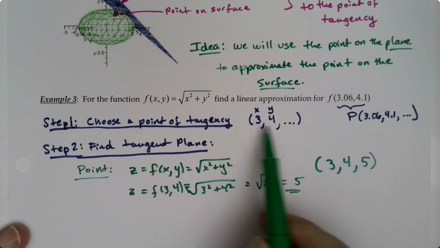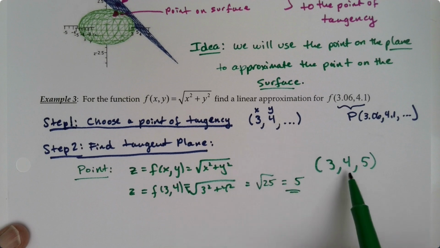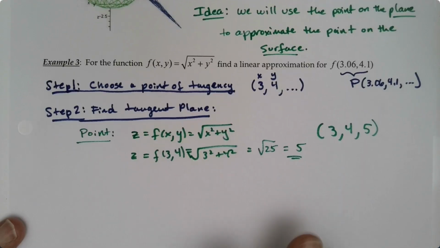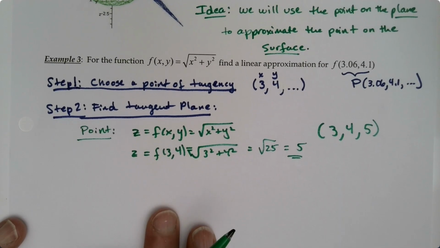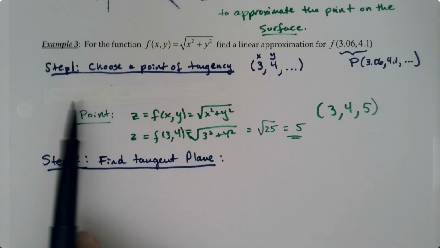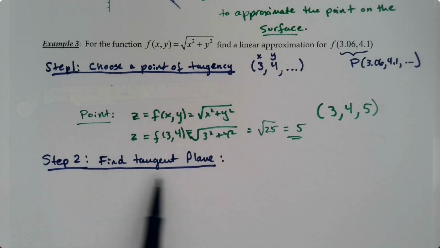So I knew that I wanted the 3 and the 4, and now I figured out I'm going to have the 5. So you could do that all in step 1 if you wanted to, and then find the tangent plane down here. As a matter of fact, I think that's exactly what I'm going to do. So I'm going to let this part be the point, and then I'm going to find the tangent plane.